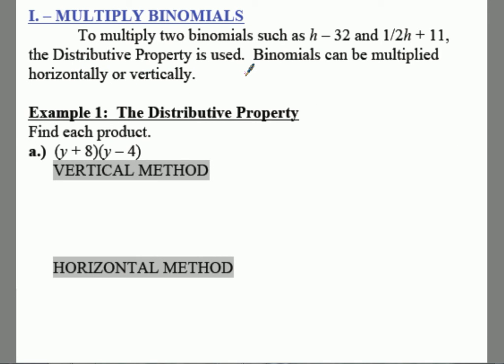So, anytime you want to multiply two binomials, you're going to use the distributive property. Binomials can be multiplied horizontally or vertically, so it's whichever way you like. I'm going to show you the horizontal method. This is probably the most common method of doing it.